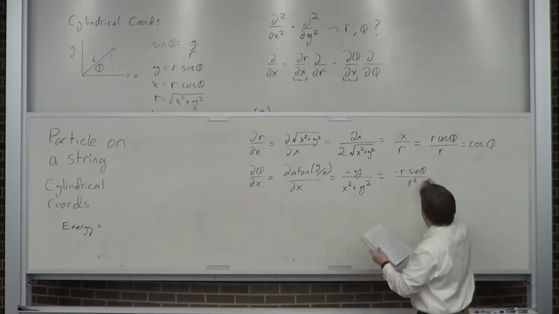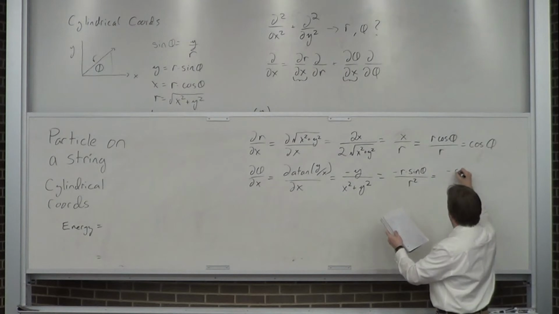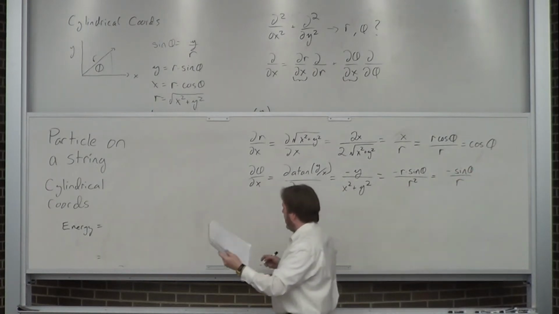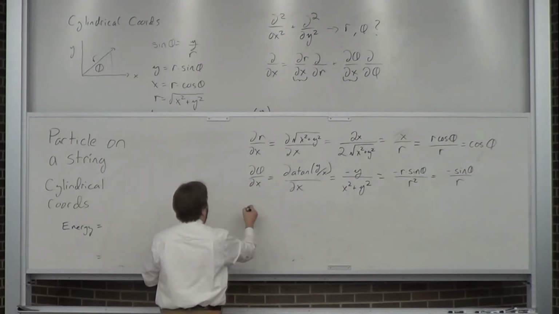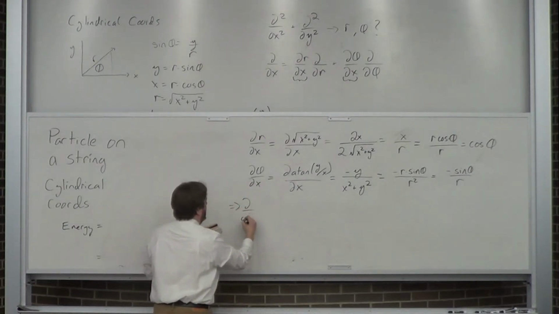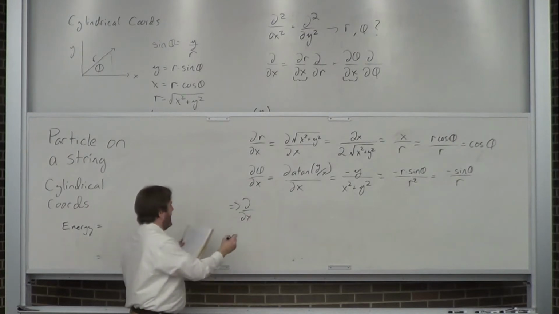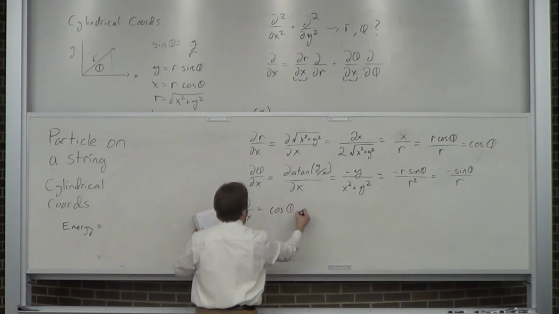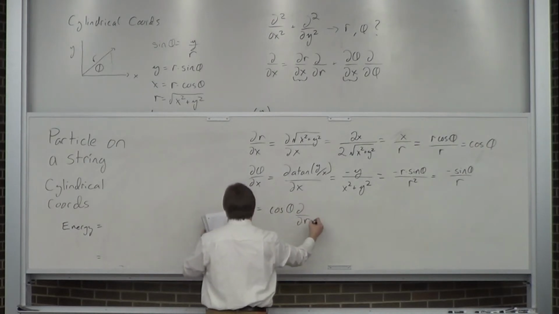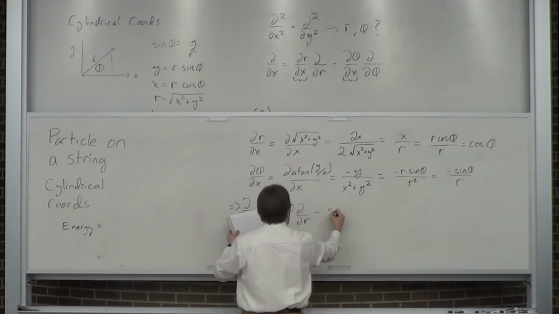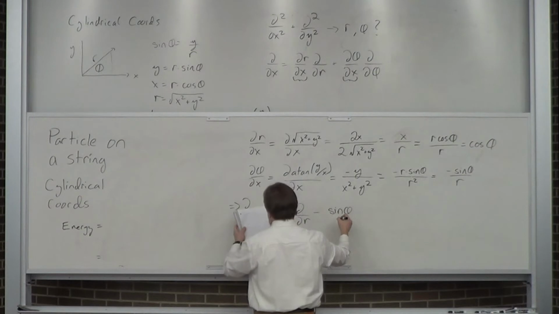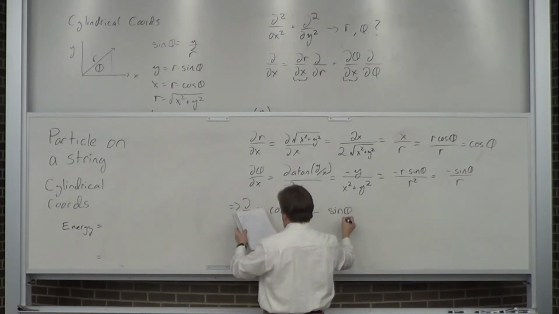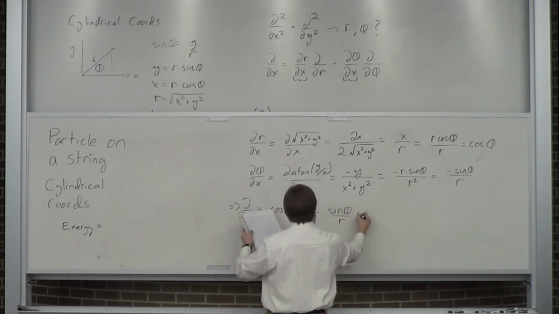And on the bottom is r squared. So that ends up being minus sine phi over r. Okay. The point of this is that looking at the original function for the change with respect to x, it is cos phi change with respect to r minus sine phi over r minus sine phi over r. My notes are wrong.